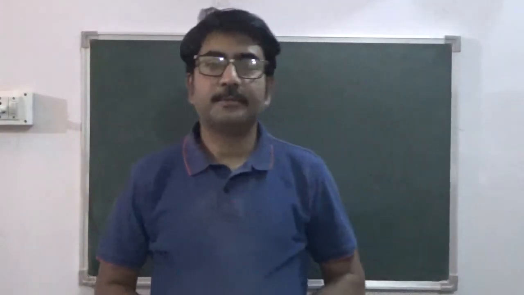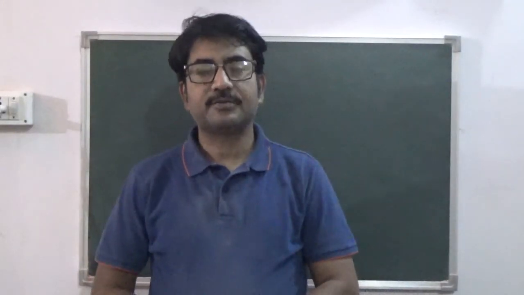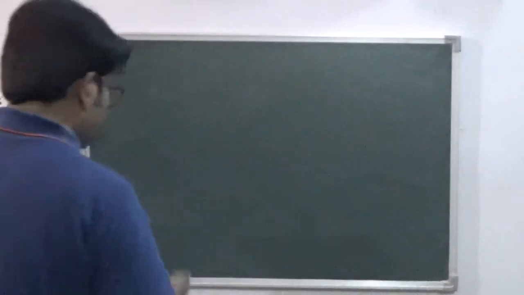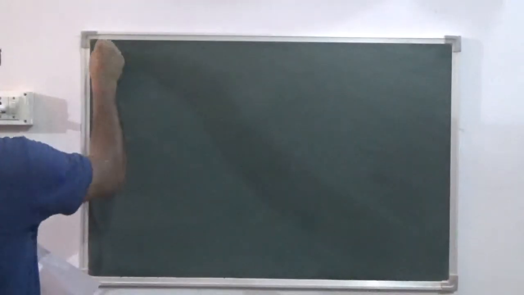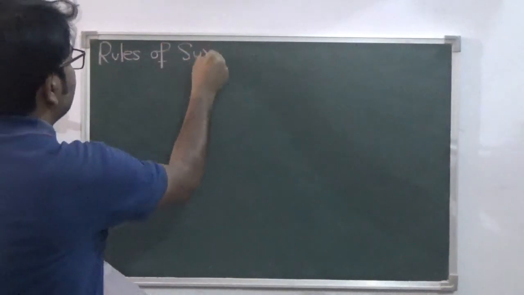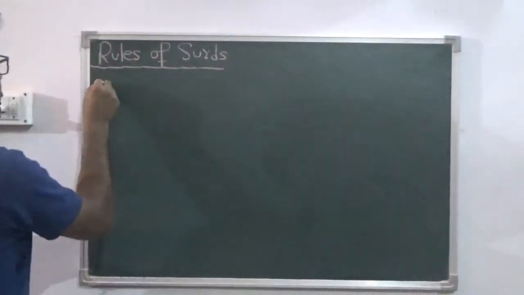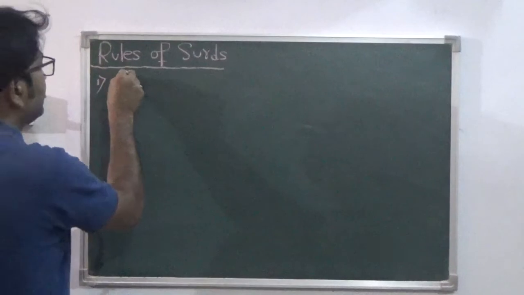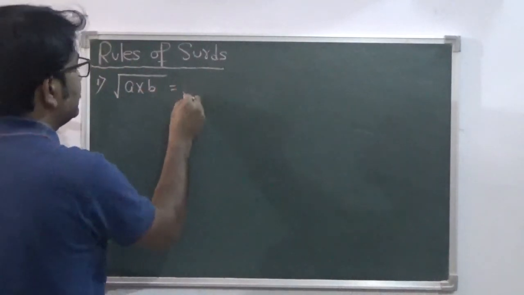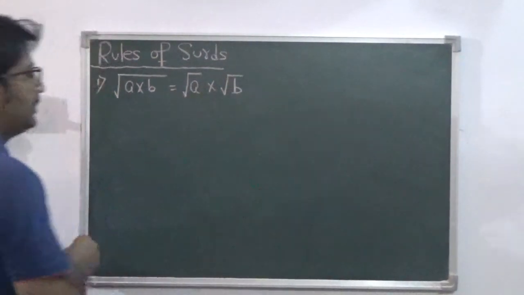Now we will discuss the rules of surds, which will help us solve the problems based on them, right? So let us see the rules of surds. I am writing that on the board. Rules of surds. Number 1, root over A into B can be written as root A into root over B.